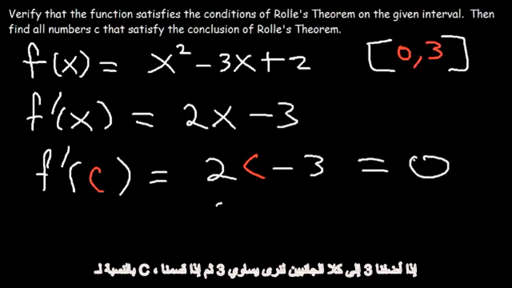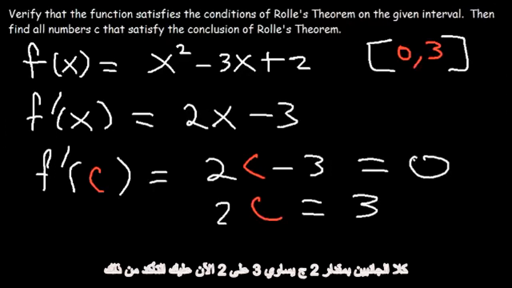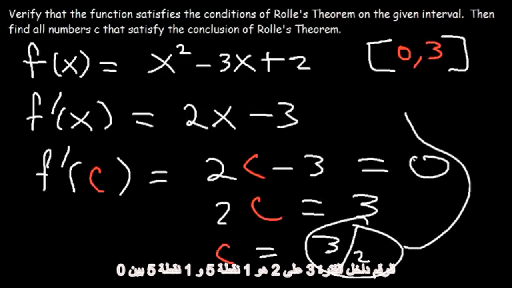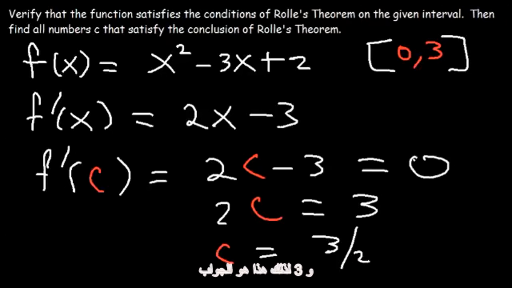If we add 3 to both sides, 2c is equal to 3. And then if we divide both sides by 2, c is equal to 3 over 2. Now you have to make sure that this number is within the interval. 3 over 2 is 1.5, and 1.5 is between 0 and 3. So this is the answer.